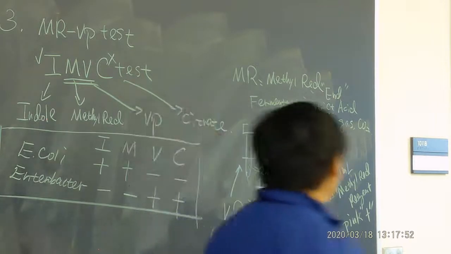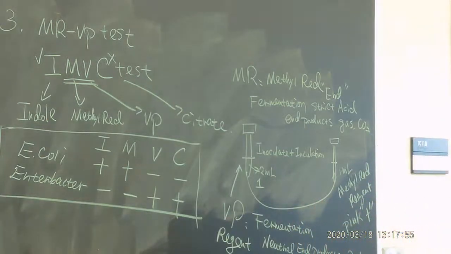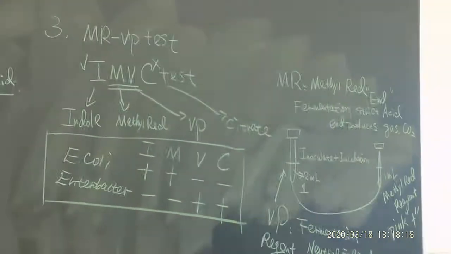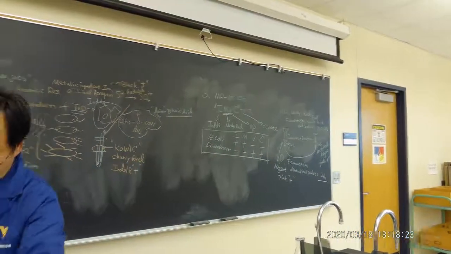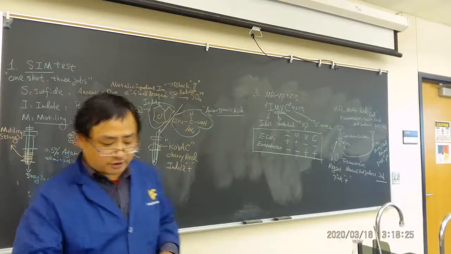And another thing is that for the VP, you may not see it immediately. So the tube you're going to put on your tray or in your rack for another week, and it may show a pink color. Okay, so that's what I'm telling you. That's a little bit complicated. So VP, which we're testing, is its end products, which is neutral end product instead of its acid end products. Okay, so this is the third test.